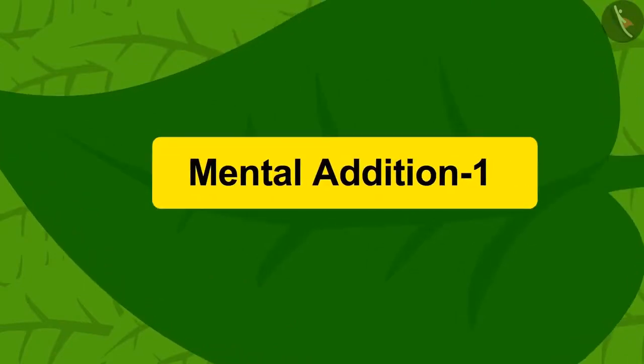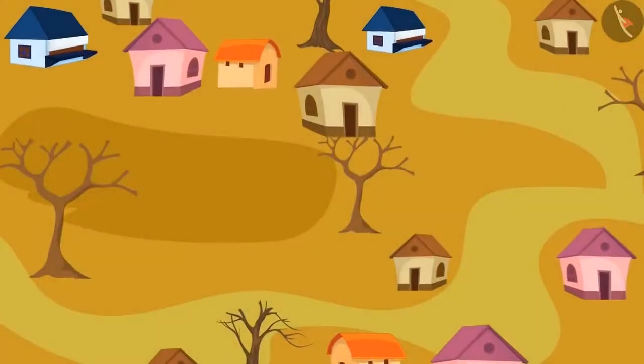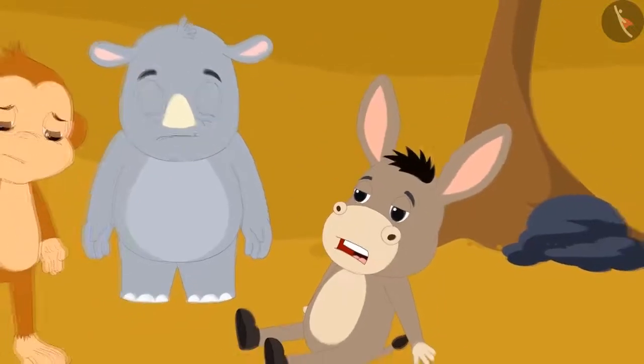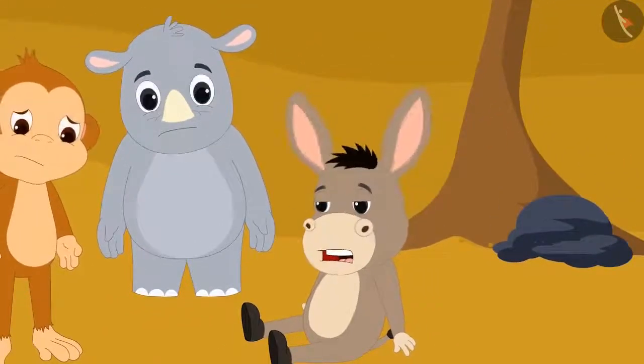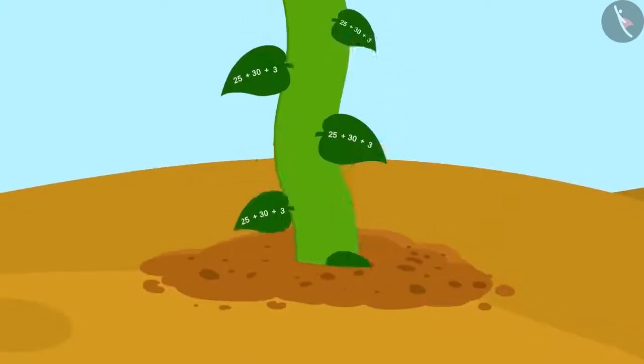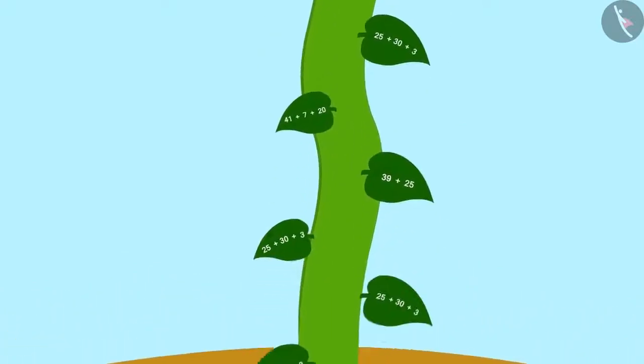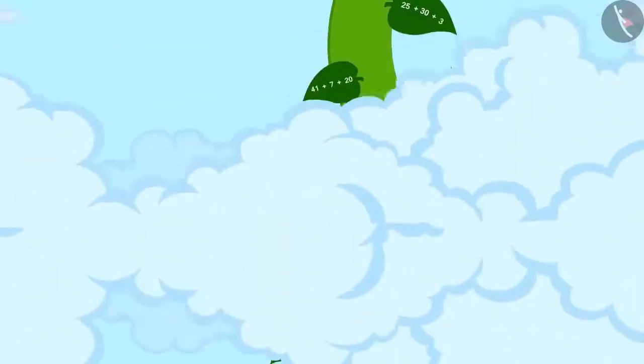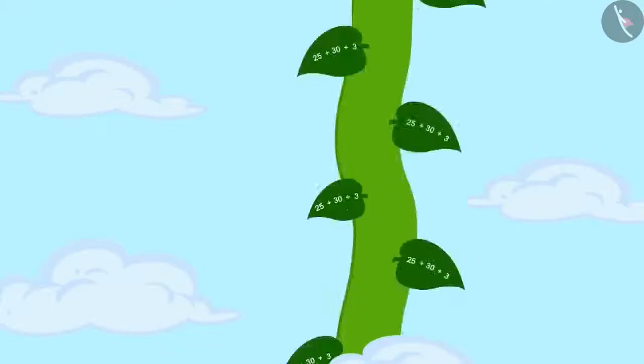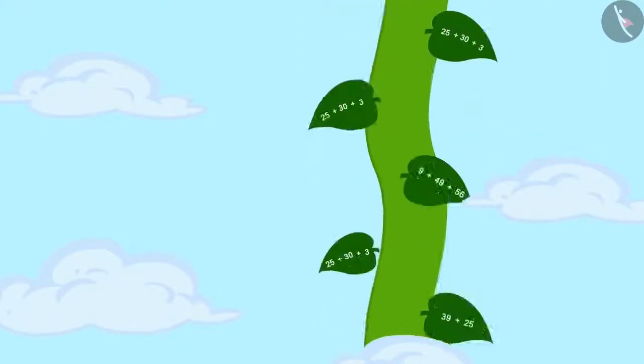Hello children, we have learned a lot of methods for adding numbers so far. In this lesson, we will learn to add mentally. Long time ago, there was a famine in the village. Everyone was suffering from hunger. Then one day, suddenly a vine appeared in the middle of the village. The vine was very thick and tall. It was going so high that it was going above the sky.